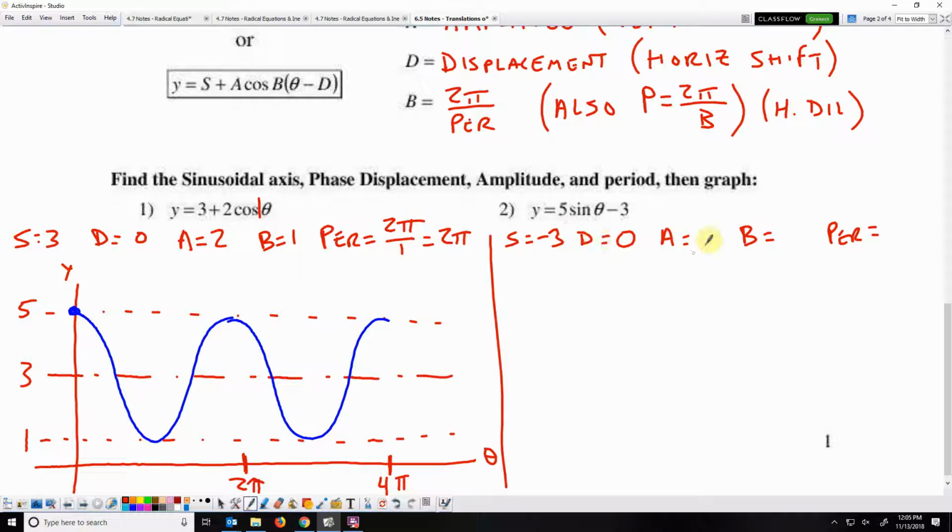The amplitude is 5. And once again, between sine and theta is a 1. So B is 1. So period is 2 pi over 1. So the period, once again, is 2 pi.